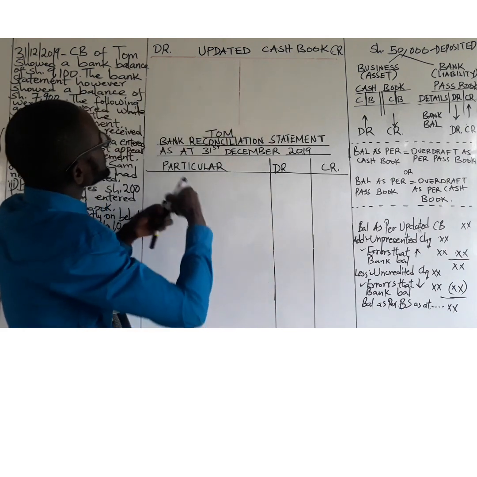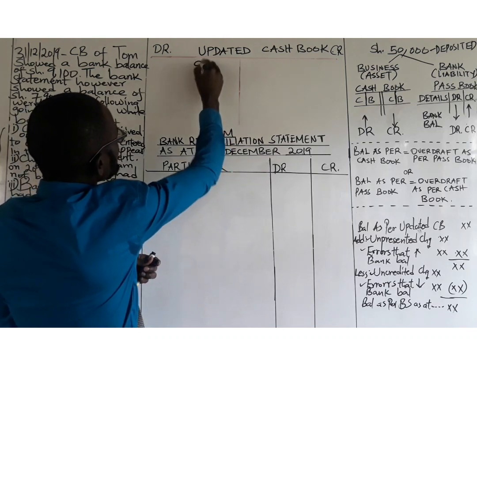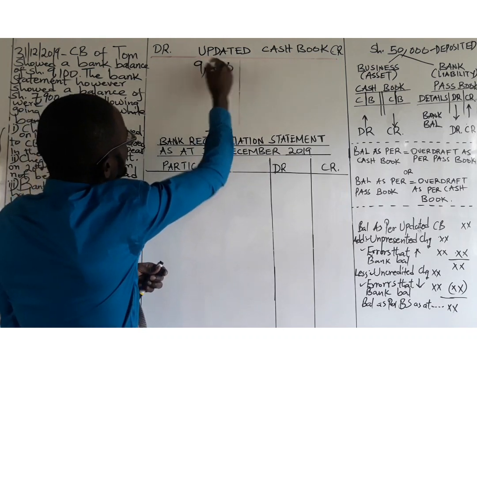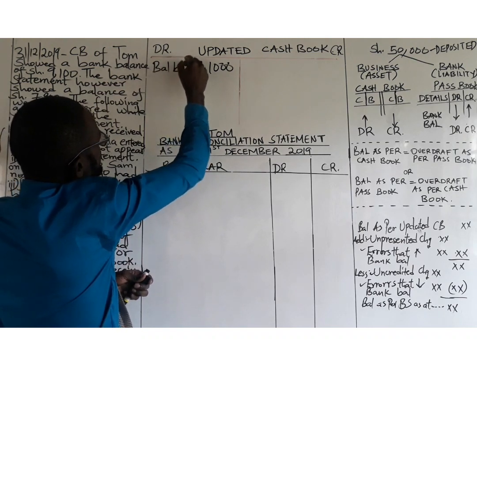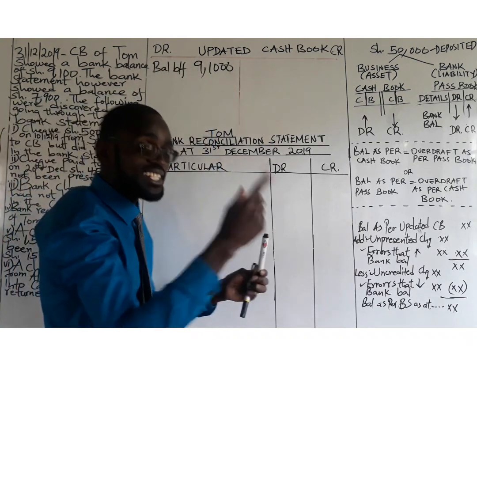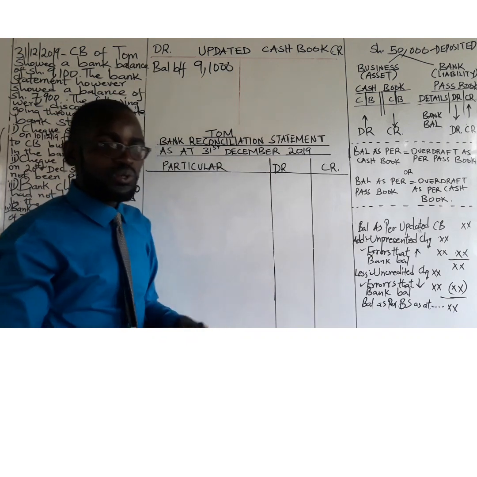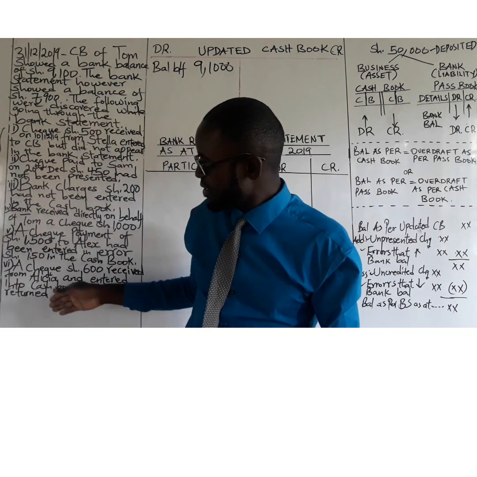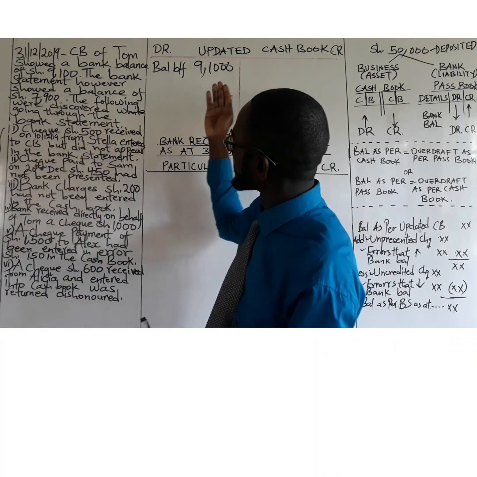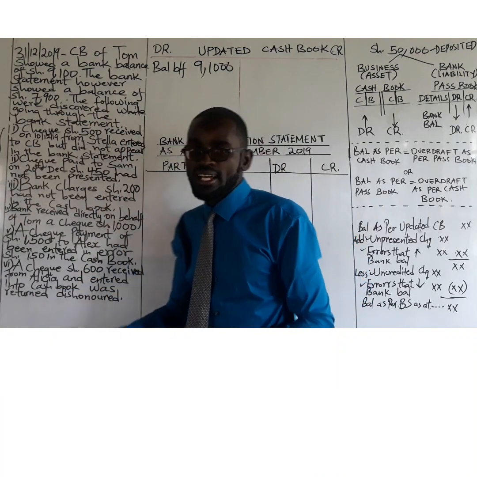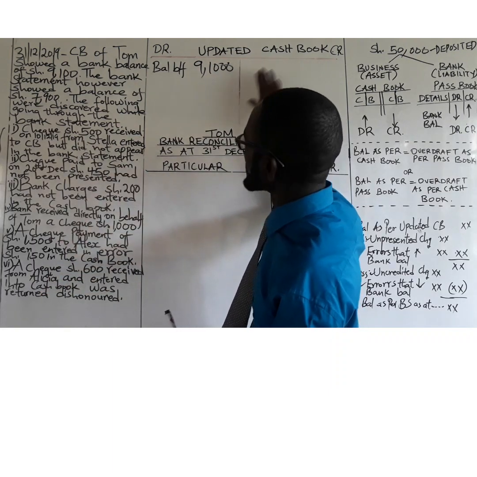So we are going to start with 9,100 as being the balance brought forward. It increases the cash book. And then you look at the transactions which are supposed to be increasing the cash book and are not there. That is how we are going to update this.